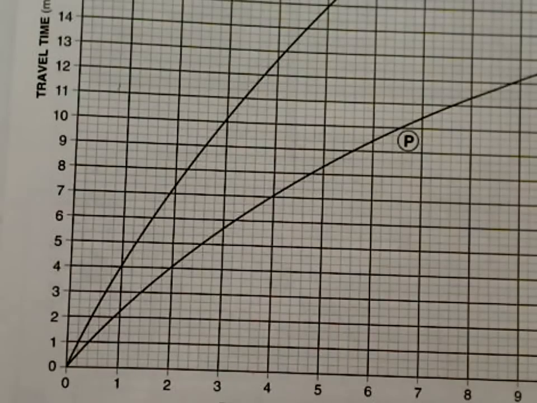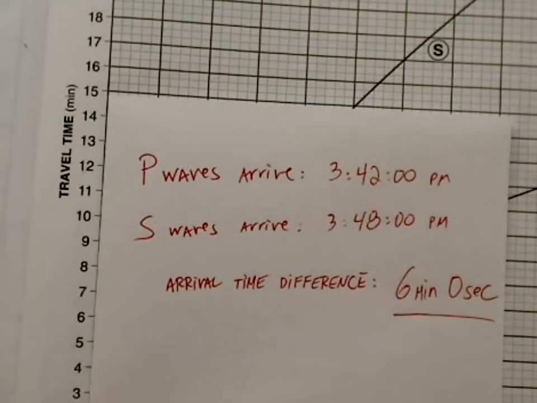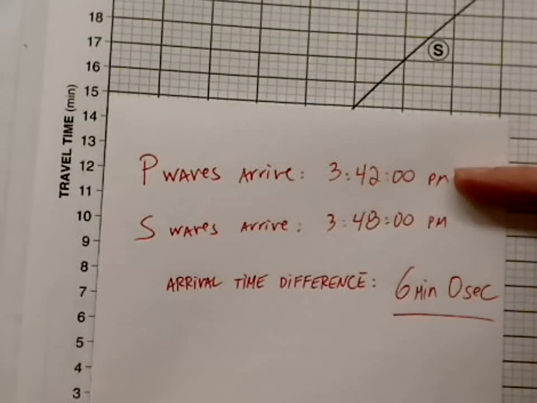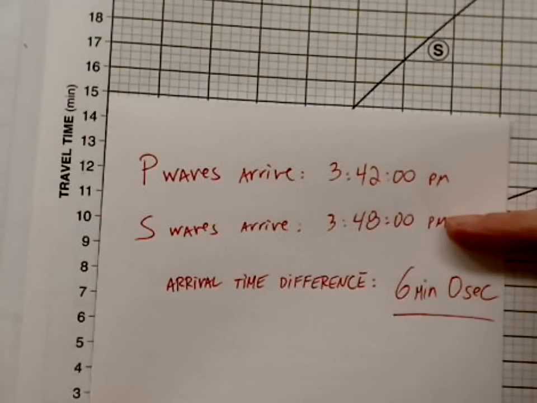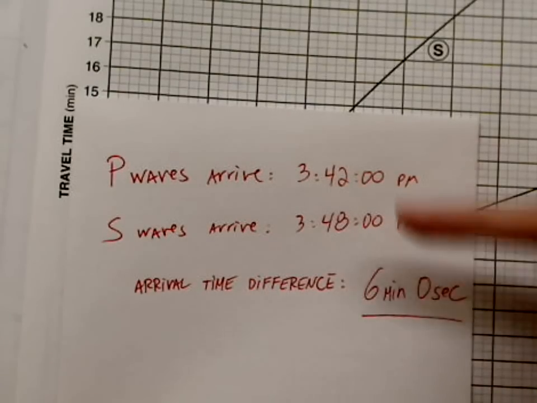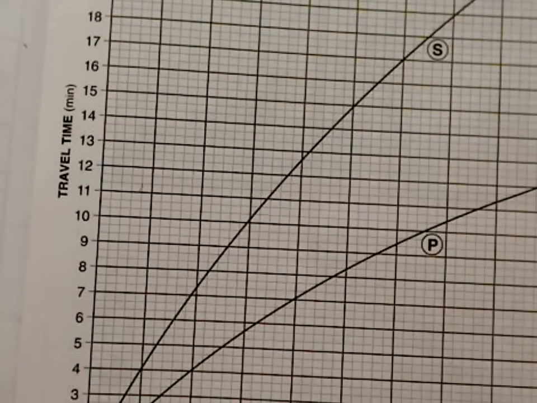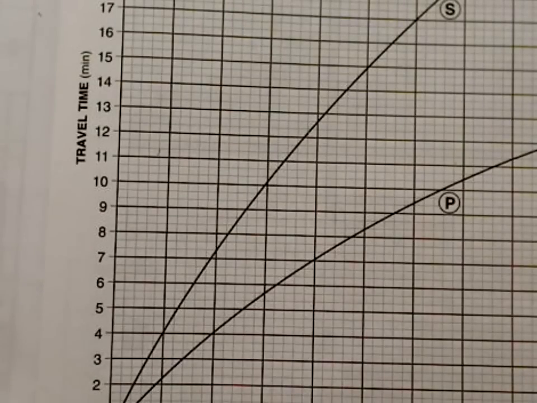Okay, here we go. We're going to find the distance to an epicenter using the reference table. Let's say you found out that the P waves arrive at this time, and the S wave arrives at this time. You did the math, and the arrival time difference is 6 minutes and 0 seconds, or basically the S waves arrive 6 minutes after the P waves. How far away, in kilometers, is the epicenter from that seismic station?